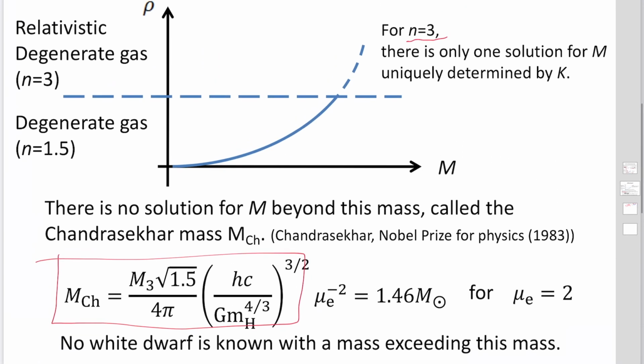So if we increase the mass of the star, the pressure of the star can be expressed with the degenerate electron gas pressure. But as the mass of the star is increasing, the pressure changes from the degenerate pressure to the relativistic degenerate pressure. We cannot increase the mass anymore because the mass is uniquely determined by K. So this mass we call the Chandrasekhar mass.